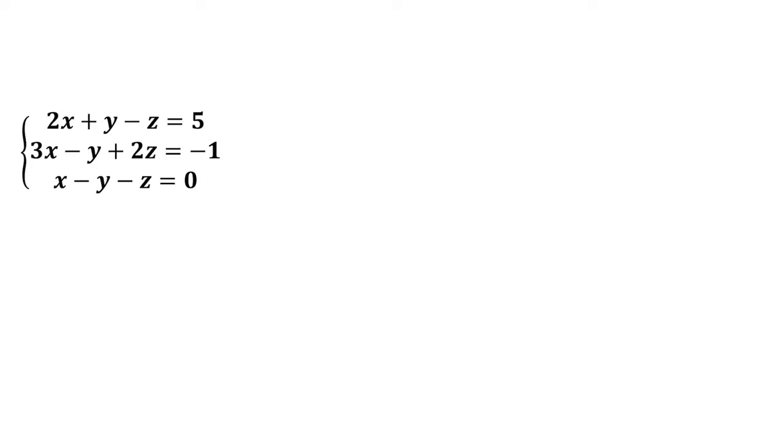Okay, so let's solve this next equation by looking at it. It starts out with 2x plus y minus z equals 5, 3x minus y plus 2z equals negative 1, and x minus y minus z equals 0. So first off, I'm going to put equation number 3 over here to the right as x minus y minus z equals 0 because our leading coefficient is 1.